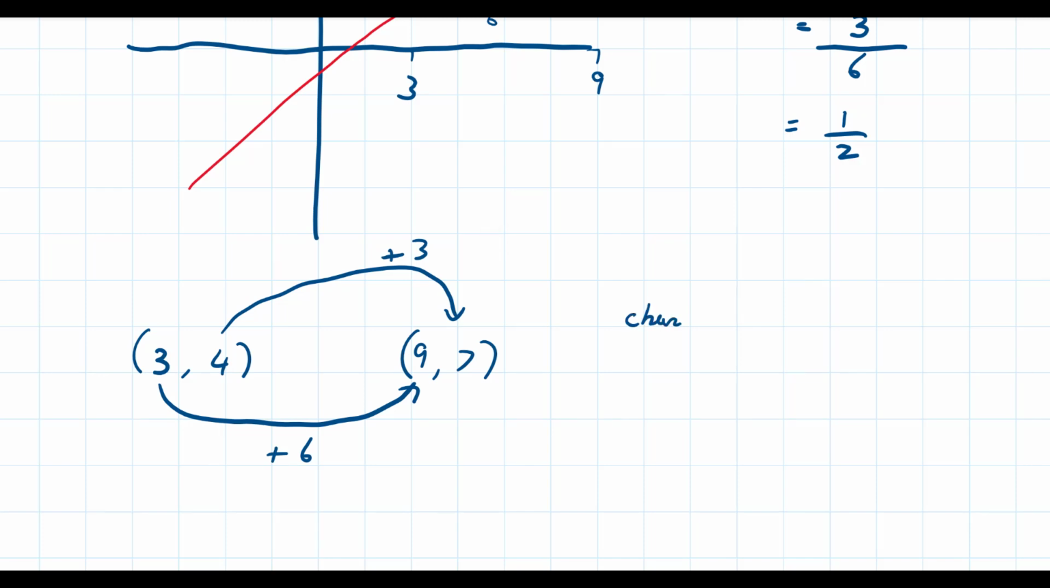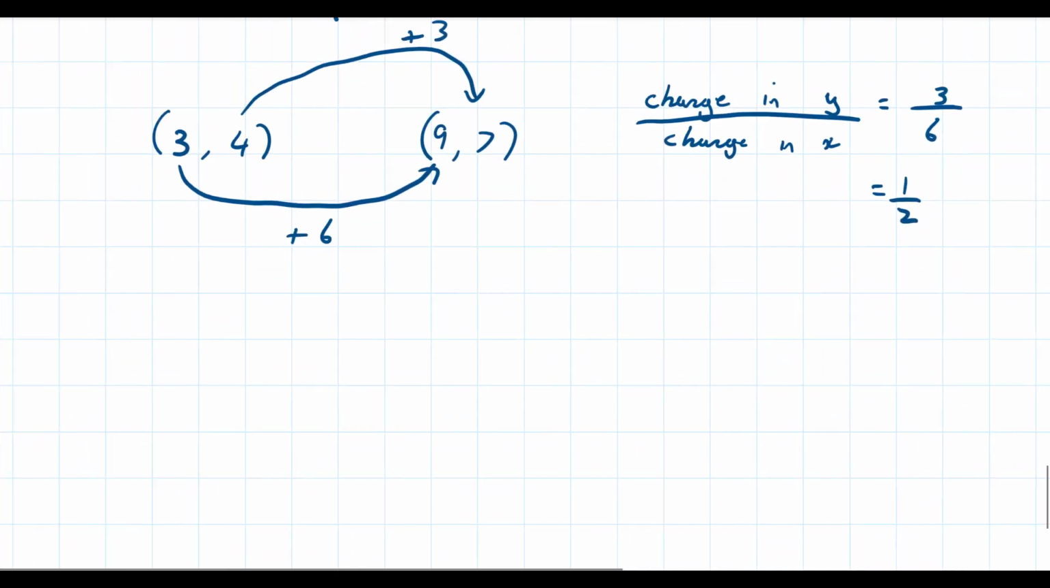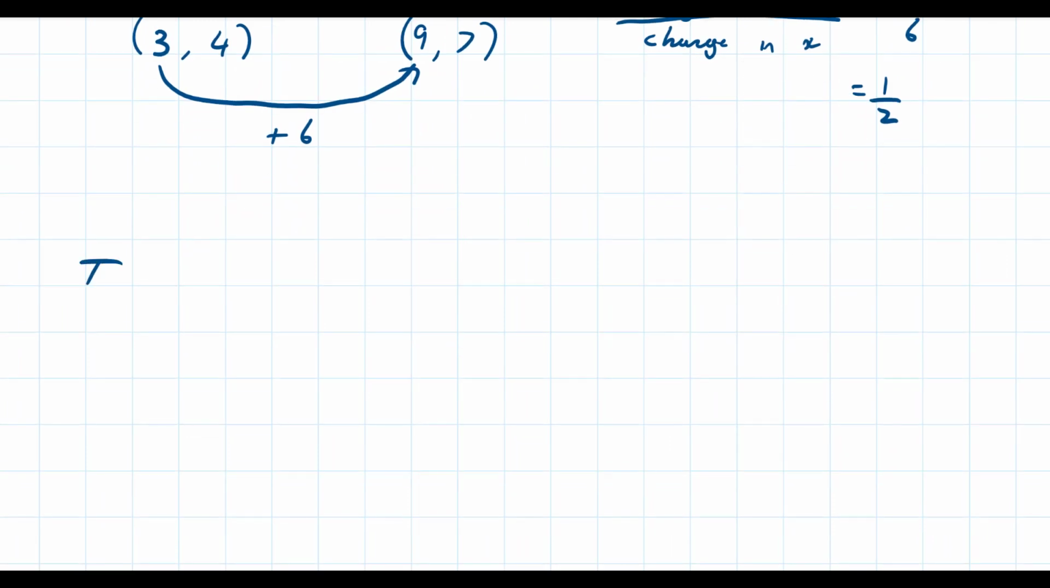You do the change in the y coordinates, which is up, divided by the change in the x coordinates, which is across, and you will again get the same thing, 3 over 6, which becomes a half. So that's basically how we can do this. As long as we know any two coordinates on a line, we can find the gradients. Okay, so we'll just make a note of that.